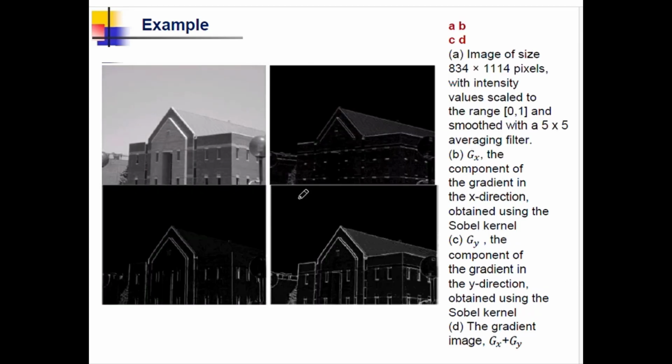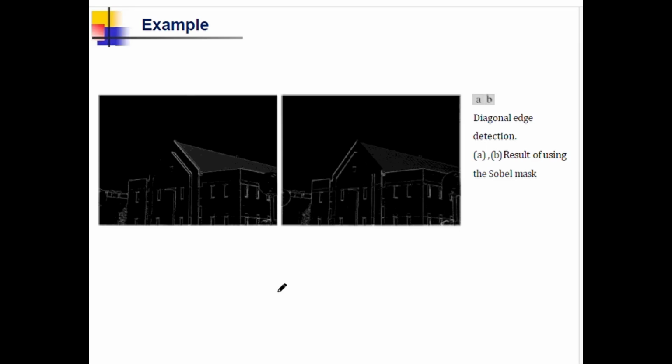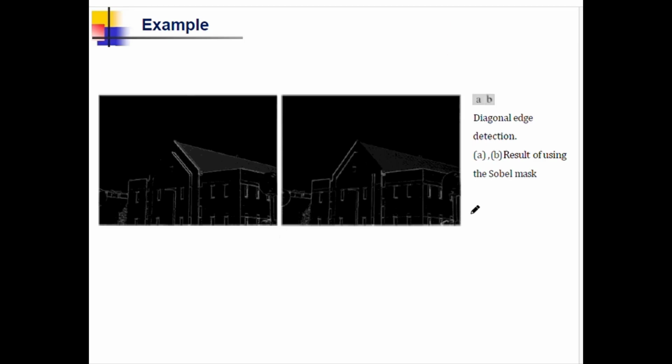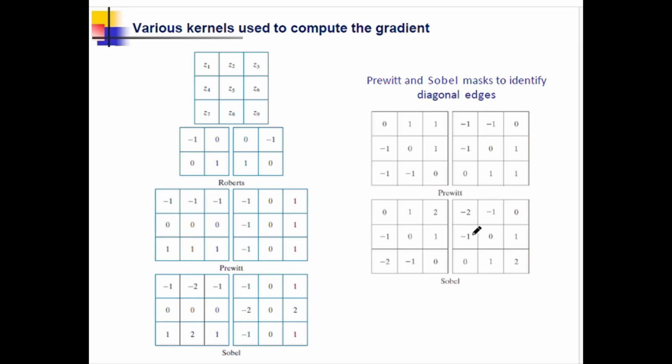And this is the same concept, but prior to the application of the first order derivative, they applied smoothing with a 5 by 5 averaging filter. You know, the smoothing gives better edge detection. And these are the diagonal edges for the same image, detected by using these two Sobel masks.